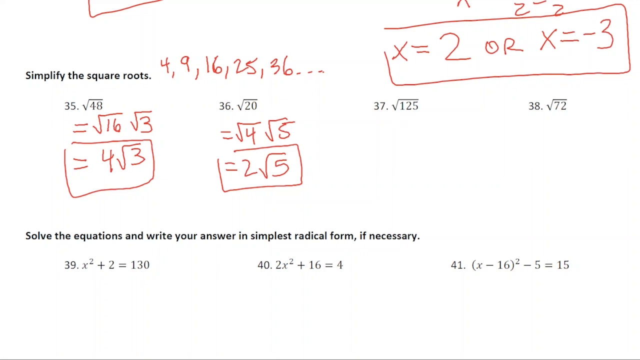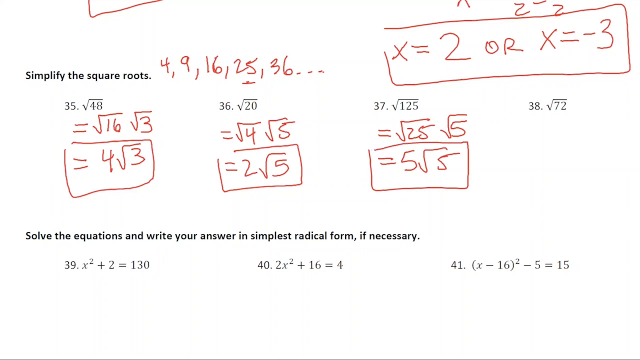Square root of 125, well, 25, just wrote it, right? So we can rewrite this as 25 times 5. Just think quarters, right? You get 5 quarters, that's $1.25. So we get 5 root 5.